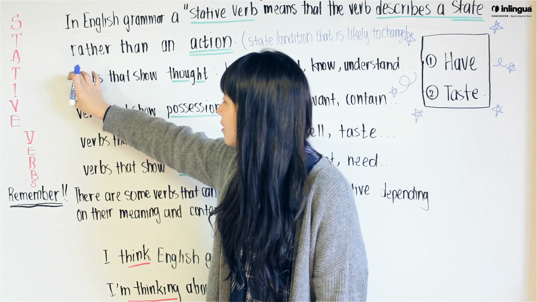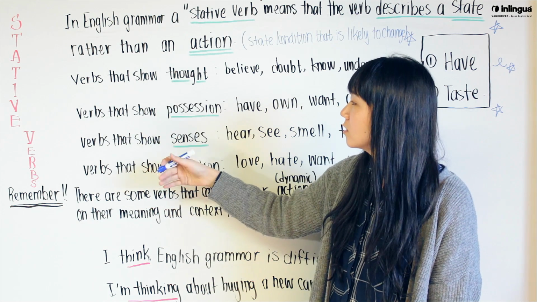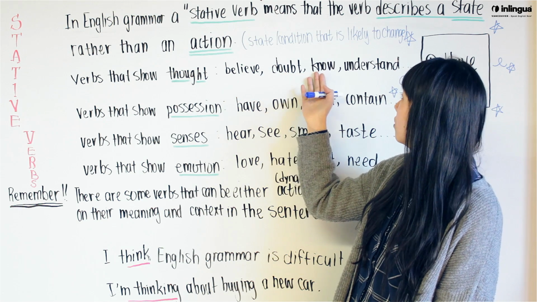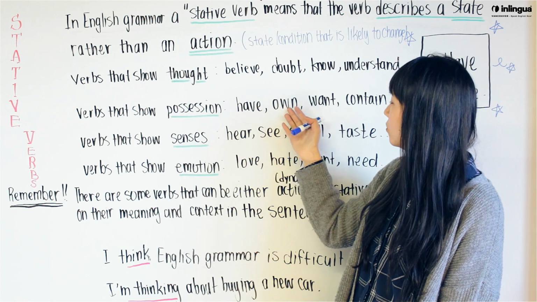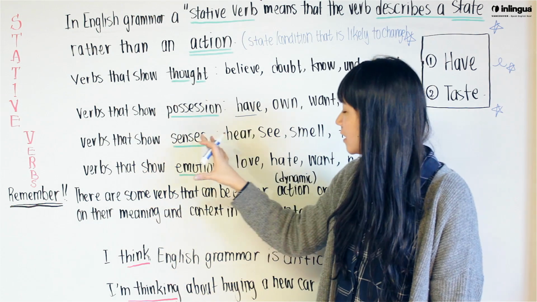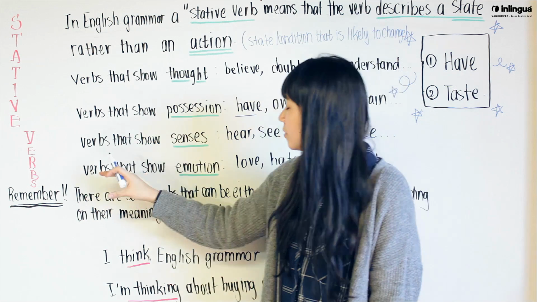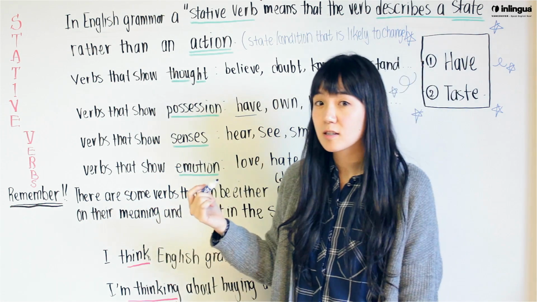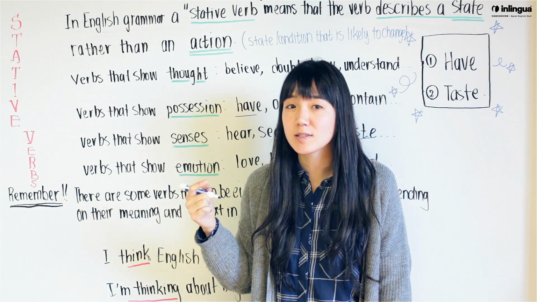I use this system of categorizing the stative verbs in 4 categories. Verbs that show thought, which are verbs like believe, doubt, know, understand. Verbs that show possession: have, own, want, or contain. Verbs that show senses like hear, see, smell, taste. Verbs that show emotion: love, hate, want, need. There's also like. However, as you know, there are many exceptions in English grammar.